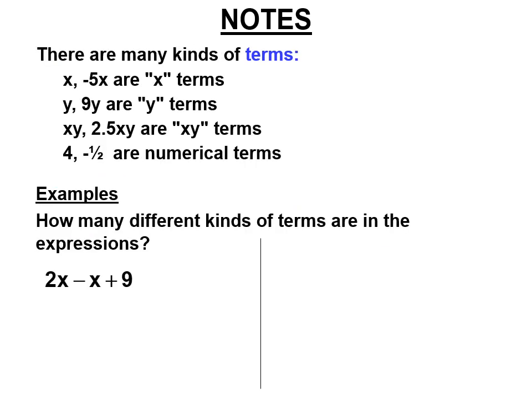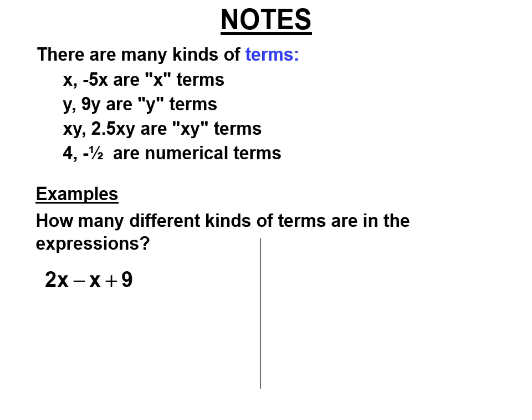All right, so there are many kinds of terms. There's so many, you can't name them all. So anything with x in it, we'll call an x term. Anything with a y in it, we'll call a y term. Anything with both x and y is actually different. We'll call it an xy term. And then plain old numbers, like 4 and negative 1/2, are also terms.